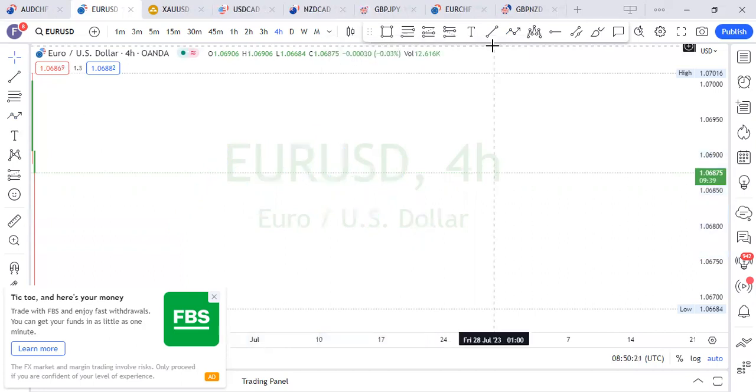Downtrend, write down. A downtrend consists of lower highs and lower lows. Another name for a downtrend is called a bearish market.